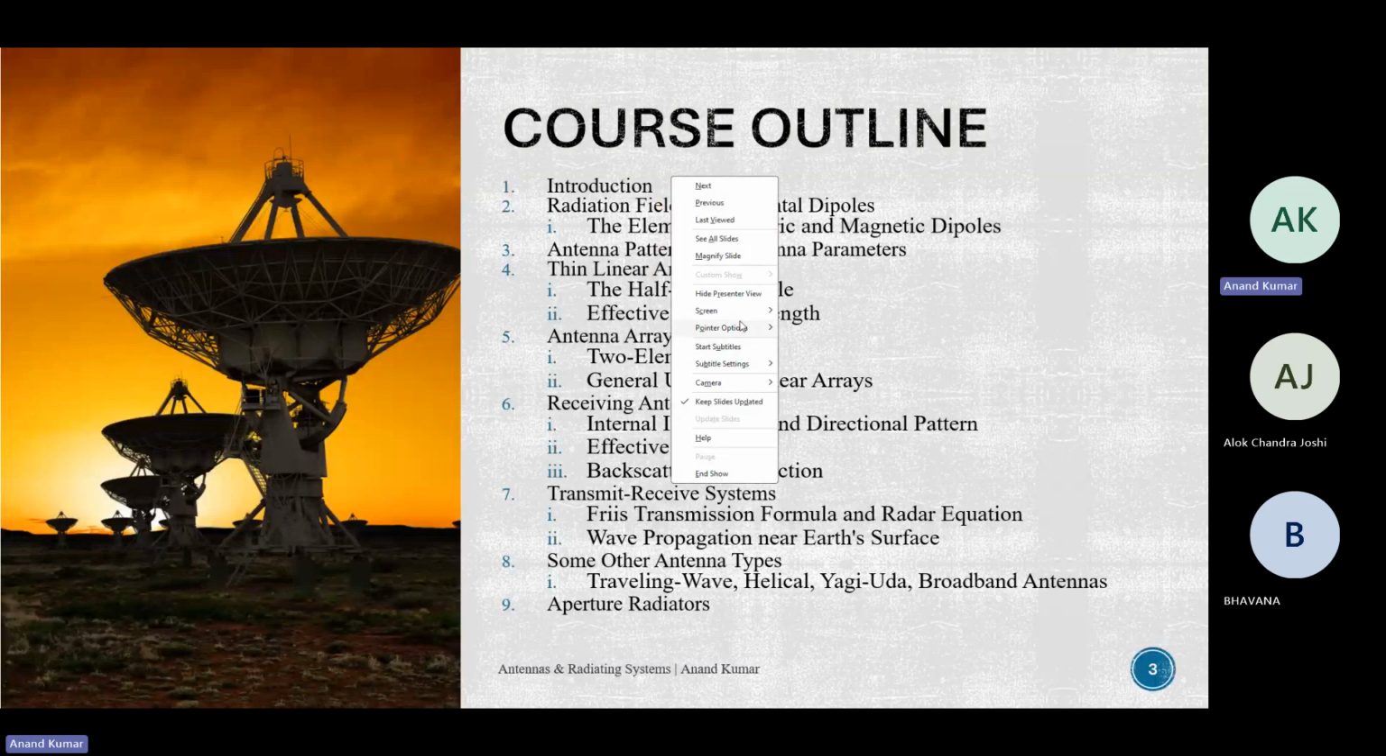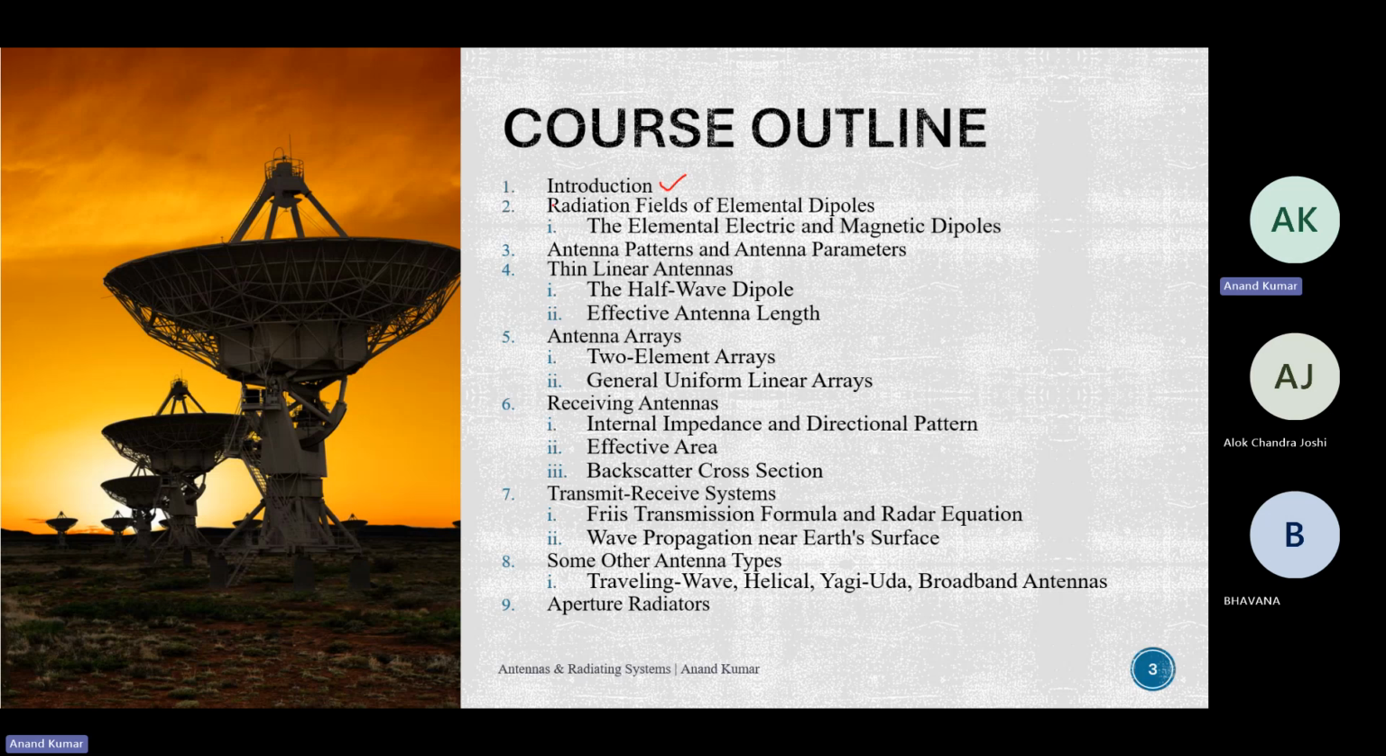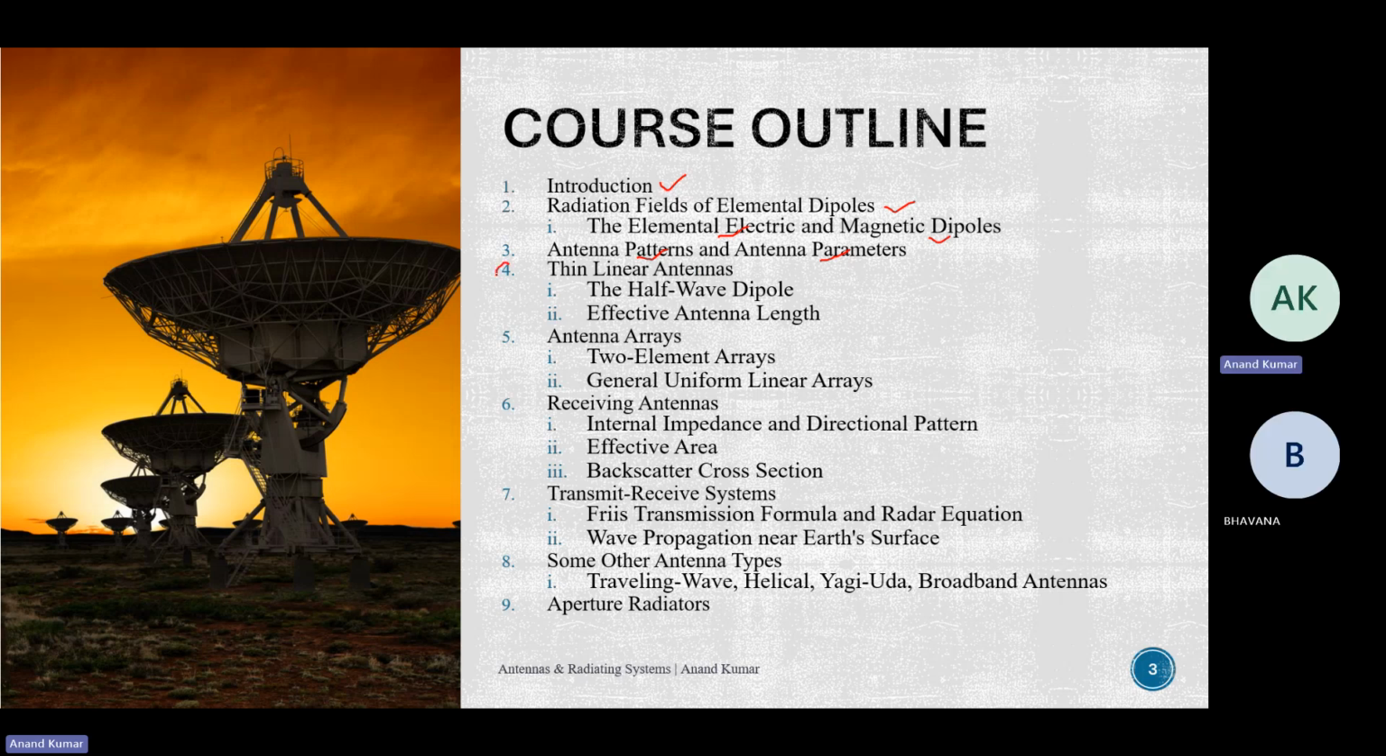This is the third class, and we have looked at the introduction, the radiation of fields in elemental electric and magnetic dipoles. In the last class we looked at the antenna patterns and antenna parameters. This class we will study thin linear antennas, discuss the half-wave dipole and the effective antenna length.